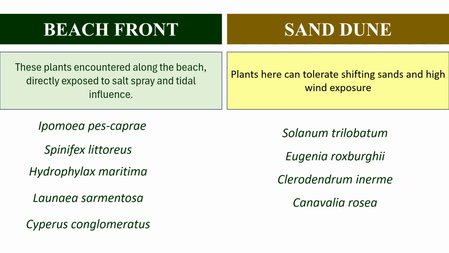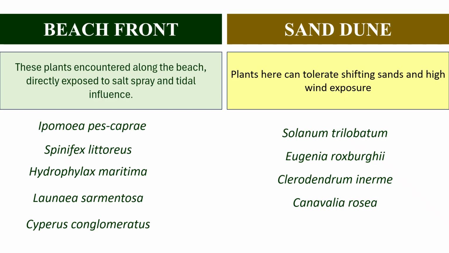So in sea beach, like I said, the plants have to encounter different stress conditions. They are directly exposed to the salt spray and the tidal influence. But the sand dune plants, on the other hand, can tolerate the shifting of the sand, the exposure to high wind, and sometimes it might also get flooded.